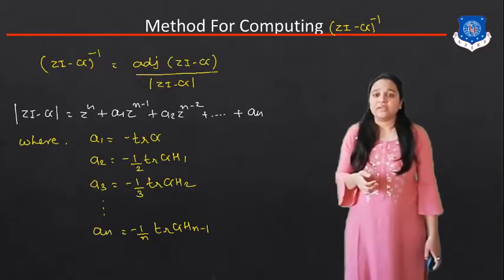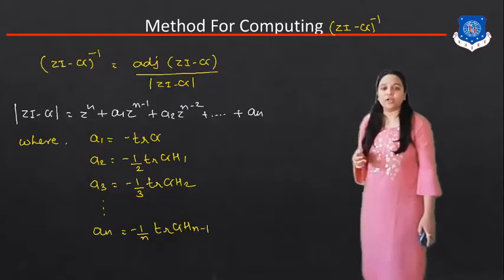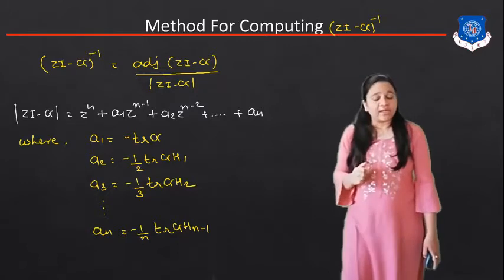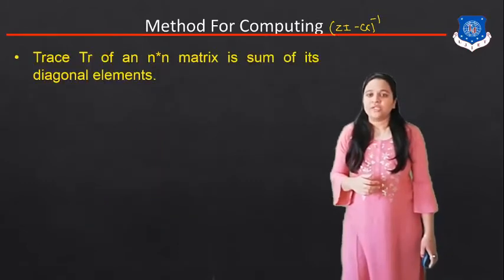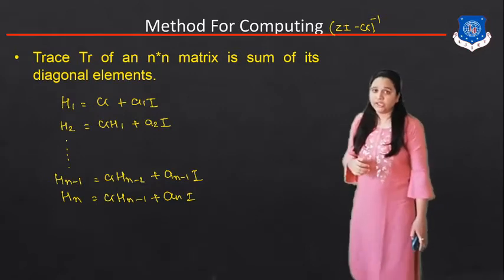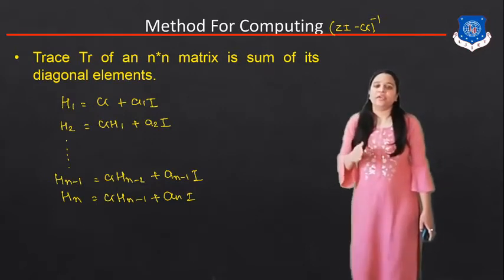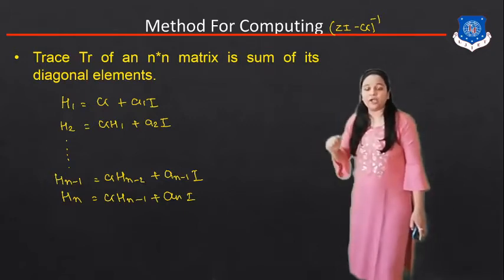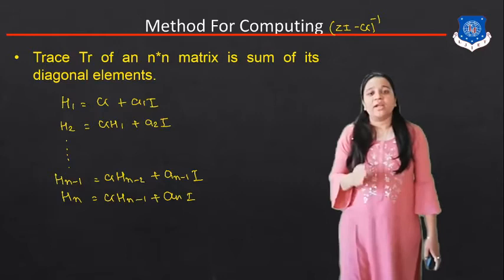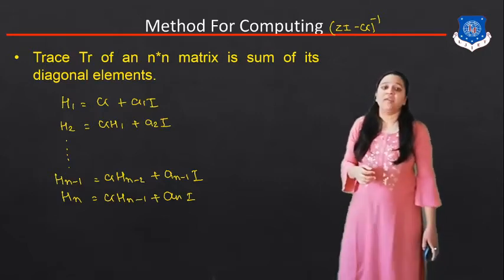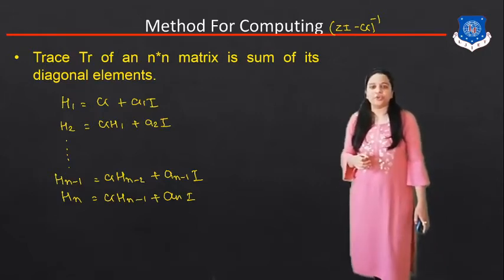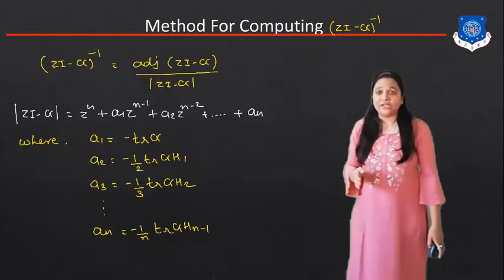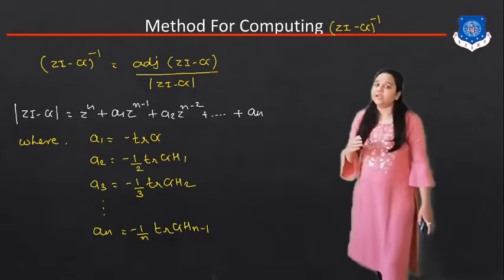Now the next equation is A3. A3 is equal to minus 1 by 3 trace G into H2. And what is the equation of H2? H2 is equal to G into H1 plus A2 I. You already know the values of G, H1 and A2. So put the values of G, H1 and A2 in this equation, and we can easily find the value of H2. Now the next one is how to find the value of A3. A3 is equal to minus 1 by 3 trace G H2.